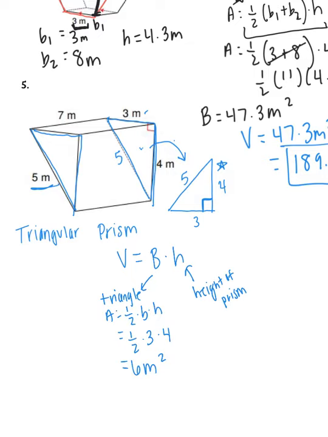Now I need to look at the height of the prism. Remember, that's the thing that connects the two bases. So where is the line that's connecting those two triangles? And that's going to be this 7 right here. If you notice, those triangles are being held together by this height, which is 7. So times 7 meters equals, and that's going to be 42 meters cubed. And again, it's cubed because it's a volume.